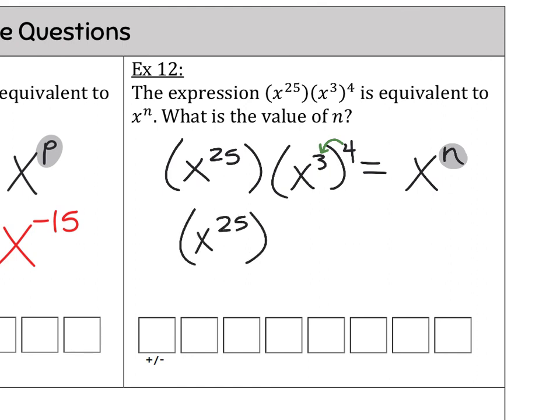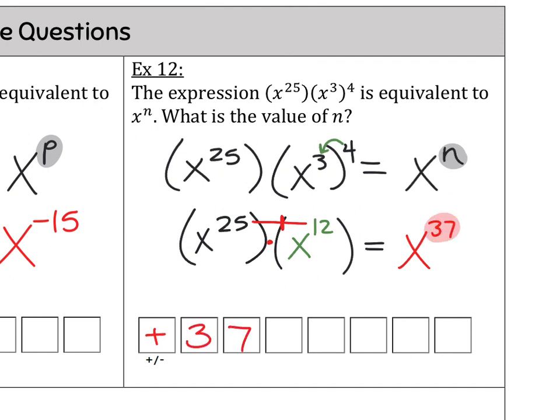Okay, so then we have x to the 25 times x to the what power? 12. And x to the 25 times x to the 12th. Again, if I'm multiplying those bases, what am I doing with these exponents? Adding. What's 25 plus 12? 37. And is that positive or negative 37? So they're going to type in positive 37. That's the value of n that would match the same pattern from this problem.